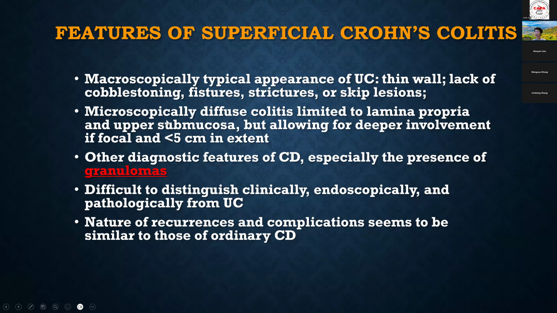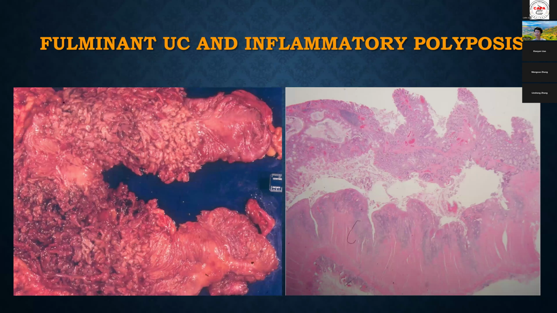Microscopically, it also looked like a UC. Some areas may have deeper involvement, but it's very little. The only thing distinct from UC is that you see granulomas. So you can see, based on the gross and microscopic examination, they actually cannot really tell whether this is UC or Crohn's, but biologically it follows Crohn's disease. So that's the disease, superficial Crohn's colitis.